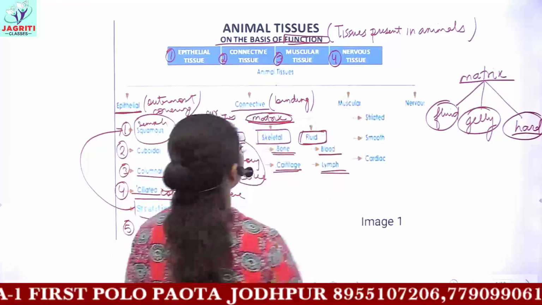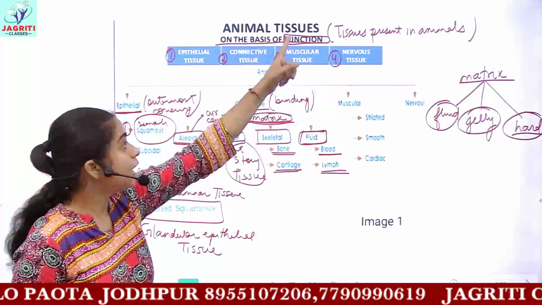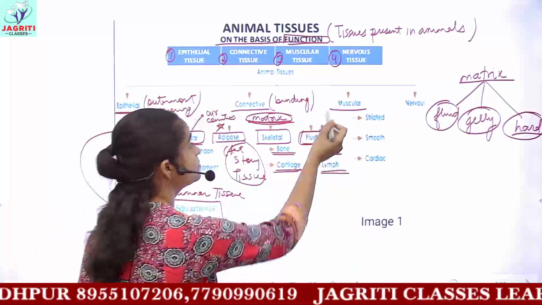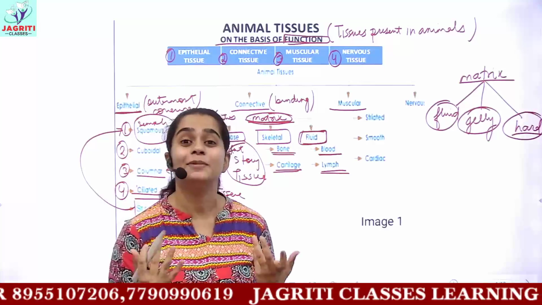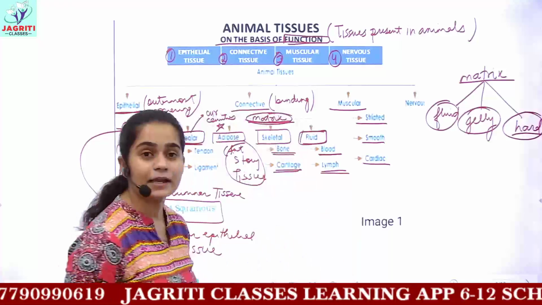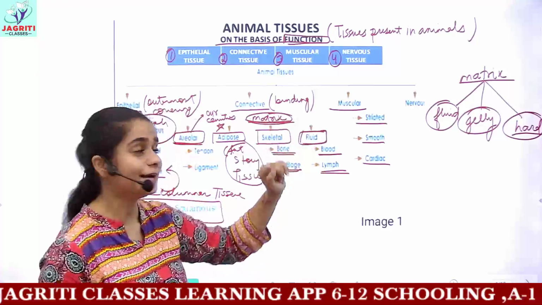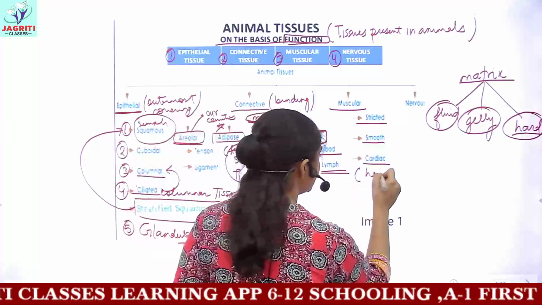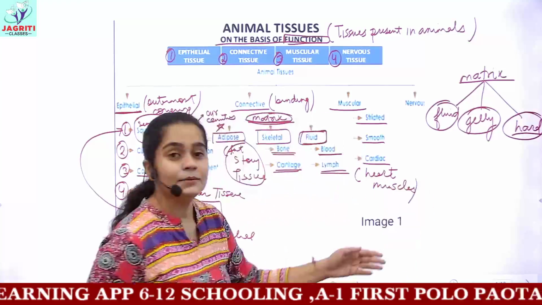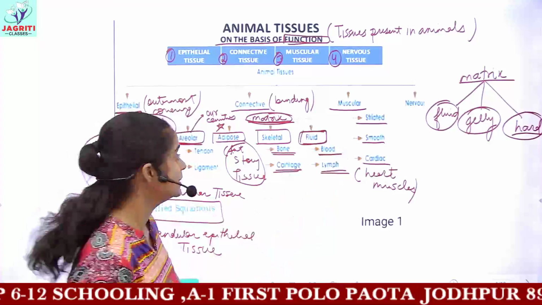Then the next category: we have discussed two categories, epithelial and connective. Now the next type of animal tissue is muscular tissue, which is made up of muscles. We have three categories: striated, smooth and cardiac. We'll see why they are named so. Cardiac belongs to your heart muscles. The muscles present in the walls of your heart are called cardiac muscles.